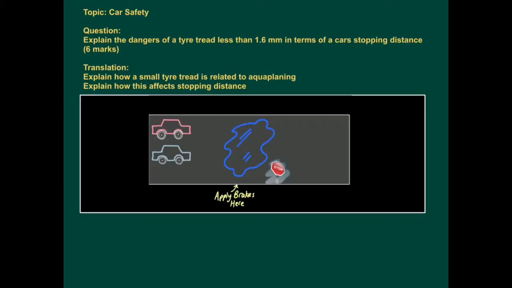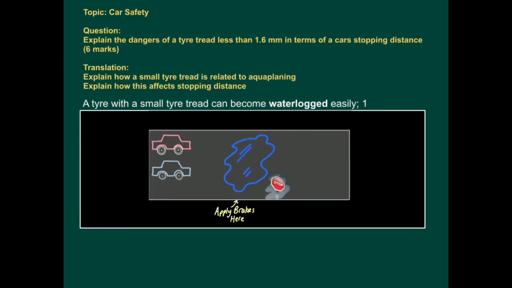This exam application tutorial is on the topic of car safety. The question for 6 marks reads, explain the dangers of a tyre tread less than 1.6 millimeters in terms of a car's stopping distance. So in other words, explain how a small tyre tread is related to aquaplaning, that means skidding on water, and explain how this affects the stopping distance.